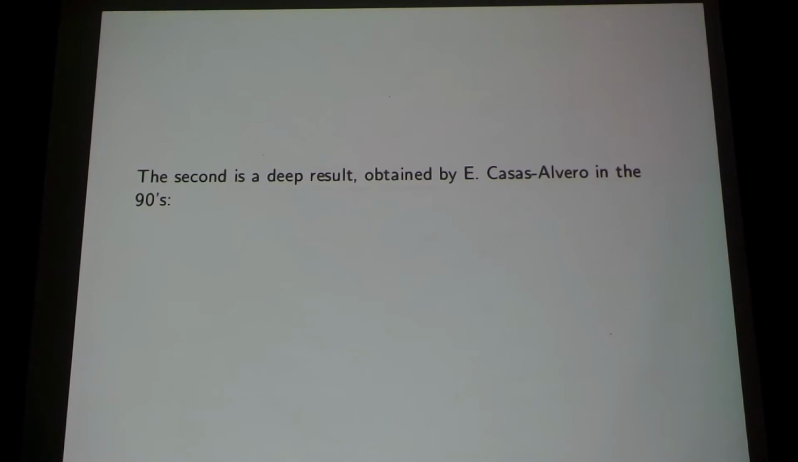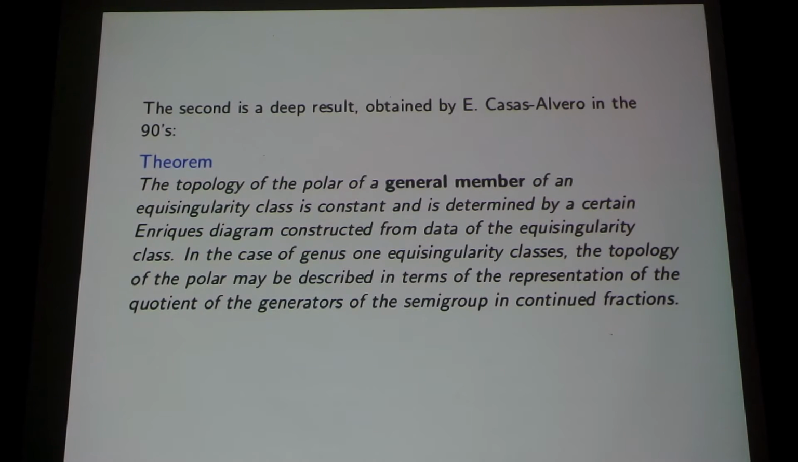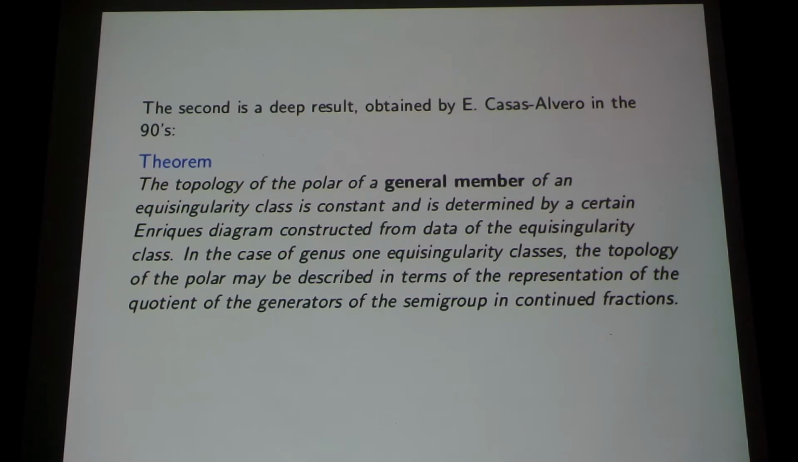The second is a deep result obtained by Eduardo Casas-Alvero in the 90s, and says that the topology of the polar of a general member of an equisingularity class is constant and is determined by a certain Enriques diagram constructed from data of the singularity class. In the case of genus 1 singularity classes, the topology is much simpler to describe. The topology of the polar may be described in terms of the representation of the quotient of the generators of the semigroup in continued fractions.